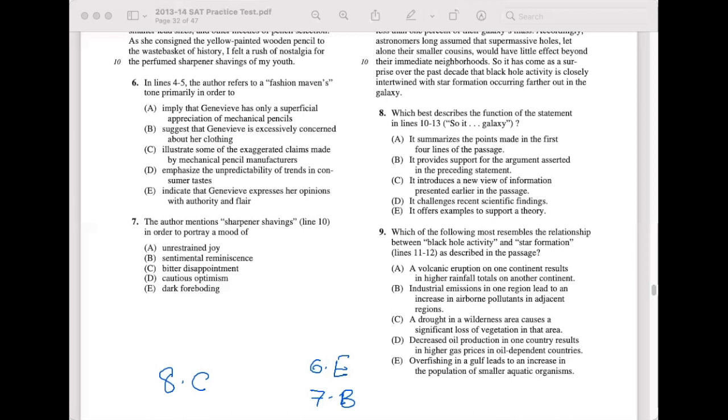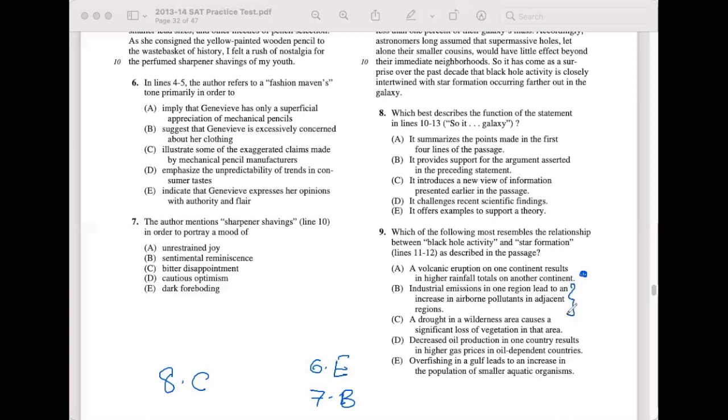So what was the relationship between black hole activity and star formation? Black hole activity in one region was supposedly affecting star formation in a very, very far off region, right? So if you think about it, option A seems to kind of mirror that. It says that volcanic eruption on one continent results in higher rainfall totals on another continent. So activity in one area leads to activity in some other area, which is what black hole and star formation is referring to in the passage. So I like A.